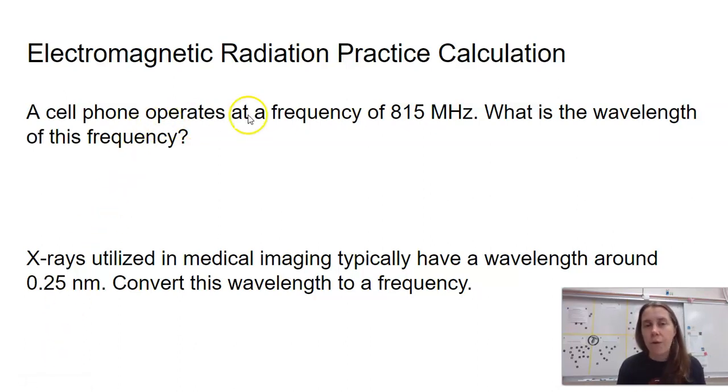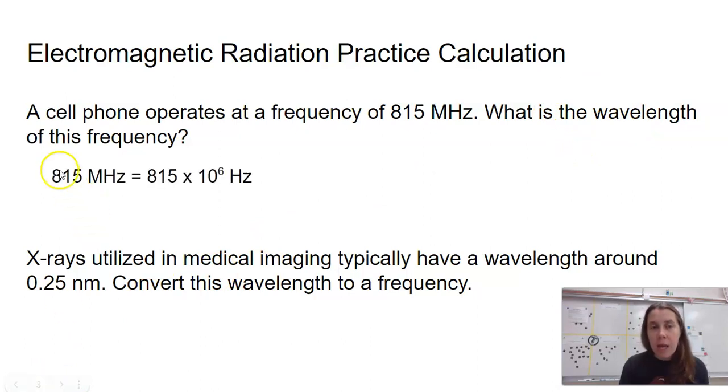So if we have a cell phone that has a frequency of 815 megahertz, and we want to know what the wavelength of the frequency is. First thing we need to do is convert megahertz into hertz, okay? I did not ask you to memorize all of the prefixes, but there are some cases where you need to know how to use them, so it would be good to review them. I'm not going to test you on that specific scale, but you might need to put them into different units.